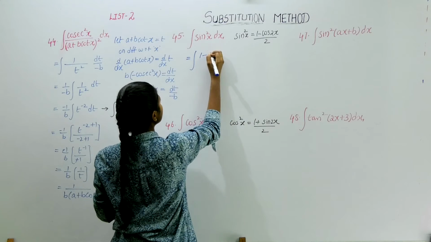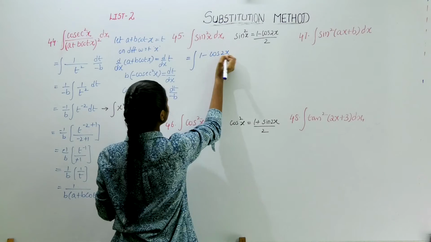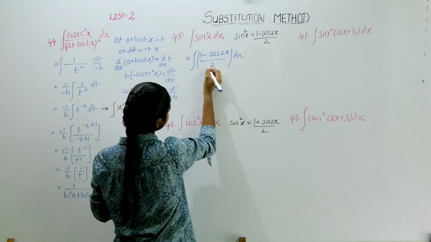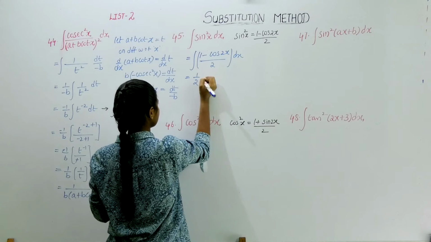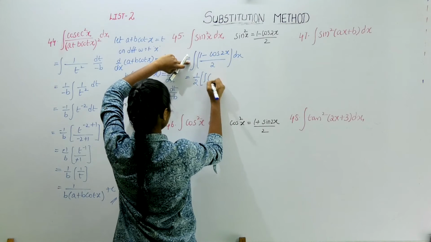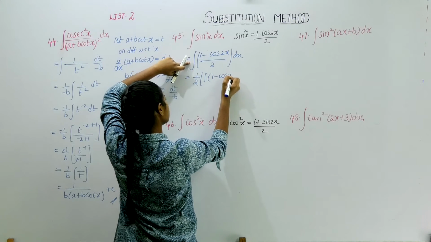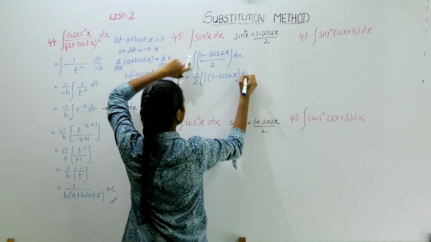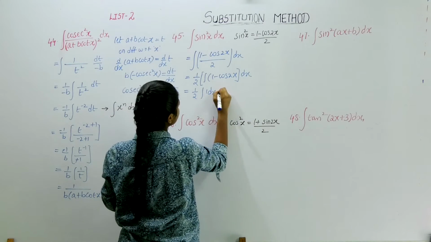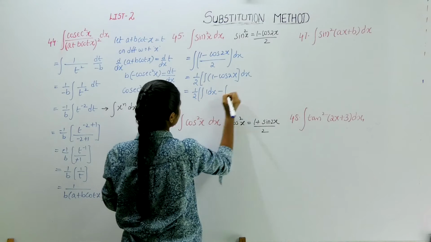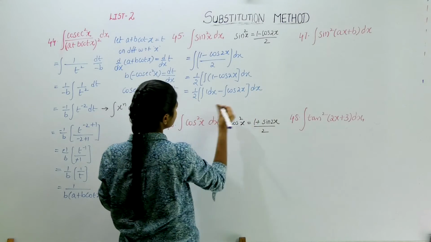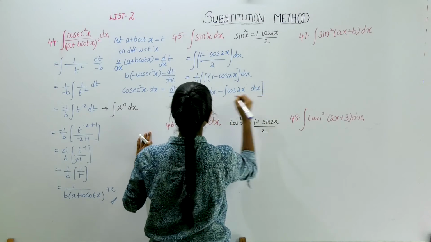It becomes integral (1 minus cos 2x) whole divided by 2 dx. Here 1 by 2 is a constant, take it out of the integration and we integrate each term. We are left with integral (1 minus cos 2x) dx. Now integrating each term: 1 by 2 integral 1 dx minus integral cos 2x dx.